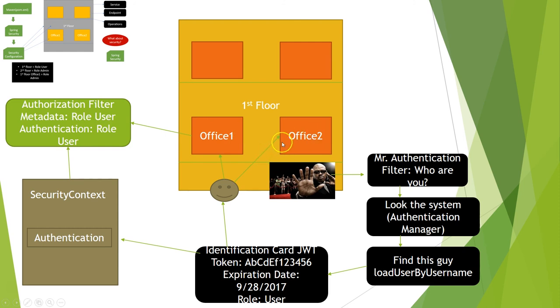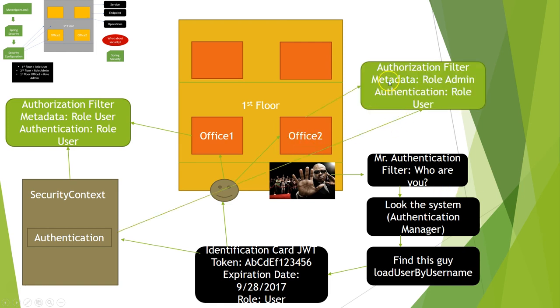Now, what happens if we try to access office 2? If you don't remember, office 2 on the first floor has the role admin. Actually, it's wrong here, so office 2 has the role admin. So when we try to access office 2, operation 2, we will see the authorization filter again. But this time when it asks for the metadata about this operation, we have role admin. But when it gets the authentication role from the security context, we have the role user. So what will happen is I have access denied.